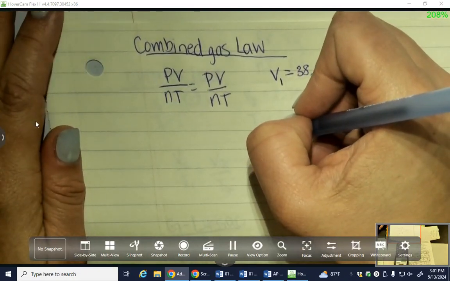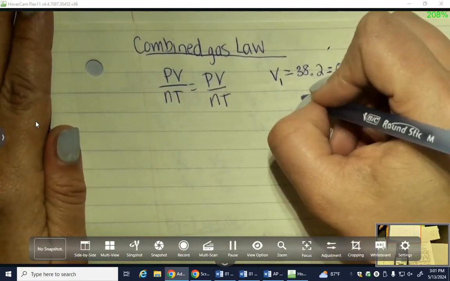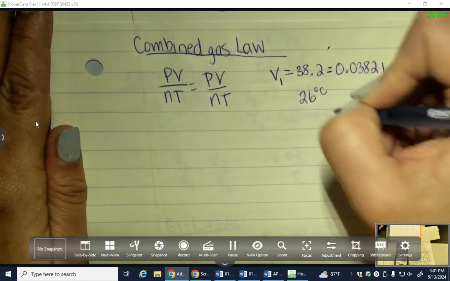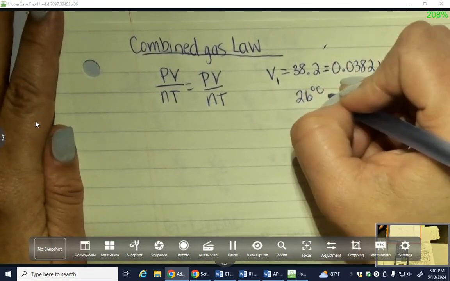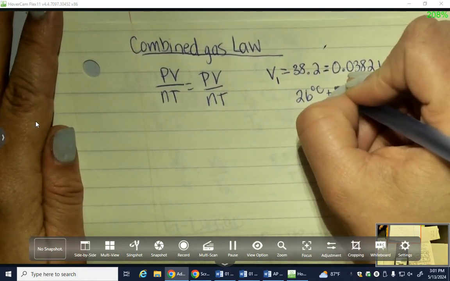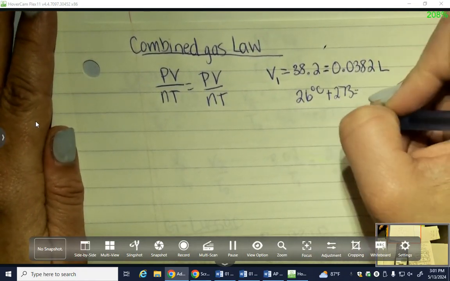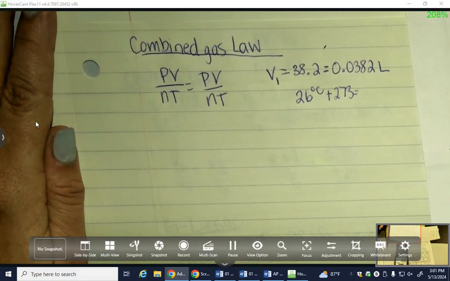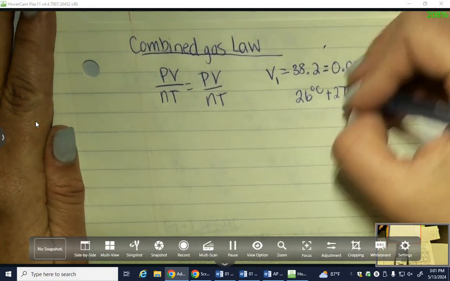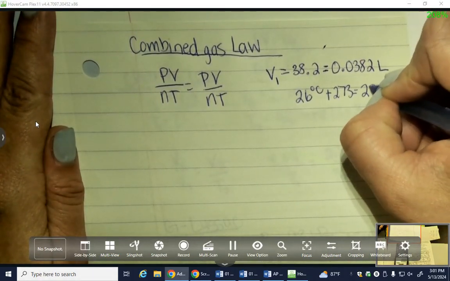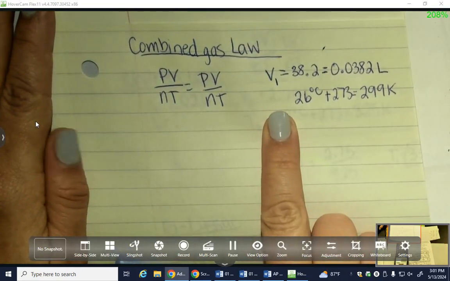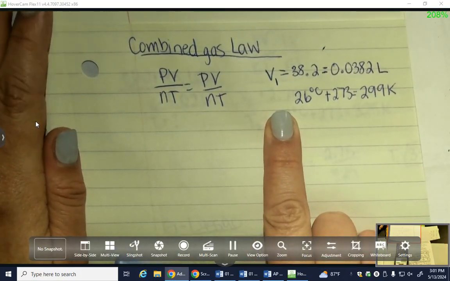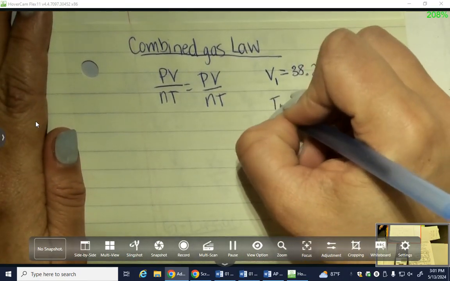Next thing said 26 degrees Celsius. What is that in Kelvin? You added 273 to it. What did you get? 299, okay. But what variable is that? Temperature, yeah. So this is T1.